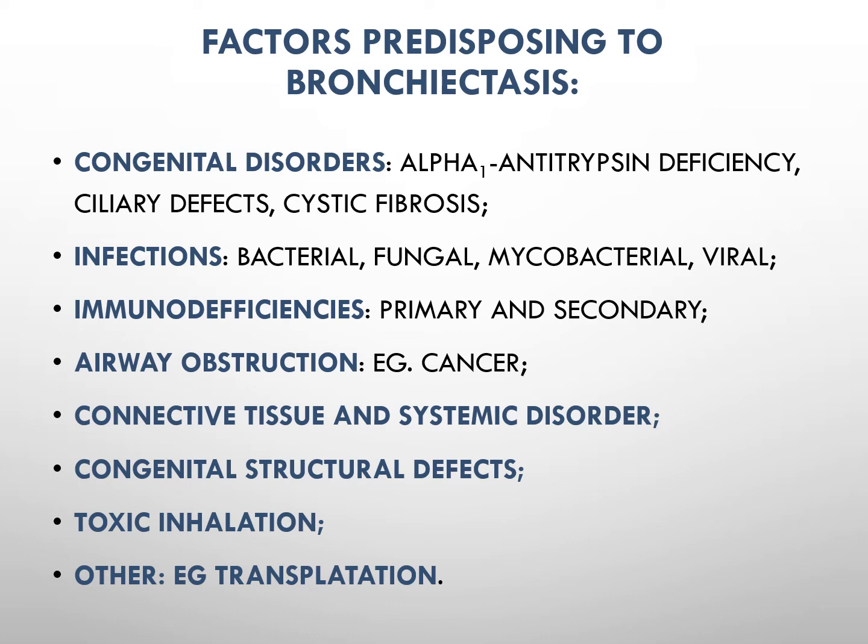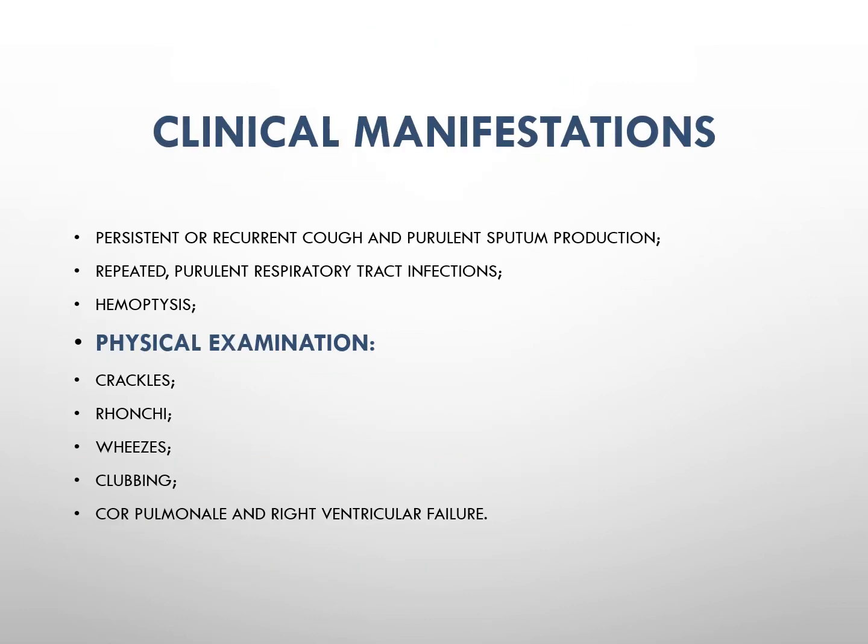Factors predisposing to bronchiectasis are congenital disorders, alpha-1 antitrypsin deficiency, ciliary defect, cystic fibrosis. Infection: bacterial, fungal, mycobacterial, viral. Immunodeficiencies, like primary and secondary. Airway obstruction, for example cancer. Connective tissue and systemic disorders. Congenital structural defects. Toxic inhalation. Other, for example transplantation.